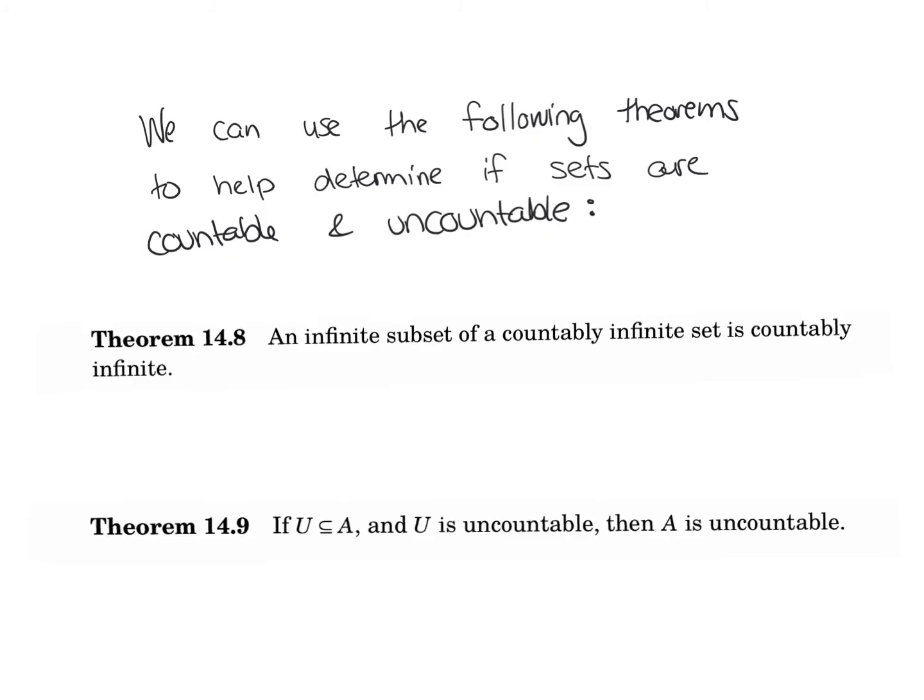Now, when we're dealing with these infinities, we often want to think about sets and whether or not they're countably infinite or uncountable. So do they have the same cardinality as the natural numbers, or are they bigger, like R is bigger? We can use these two theorems to help us with that. If you have an infinite subset of a countably infinite set, it must be countably infinite, right? So if I have my set Z or N here, it doesn't really matter, and I have A, which is a subset of that, or maybe even a subset of the rational numbers, and it's infinite.